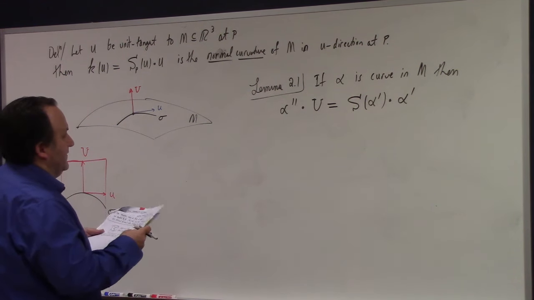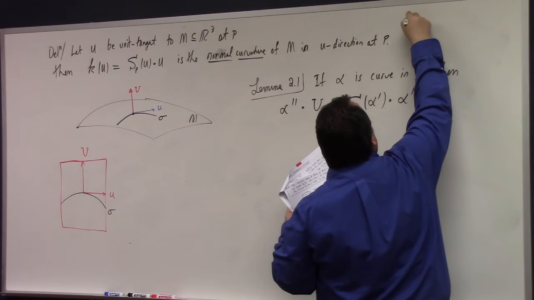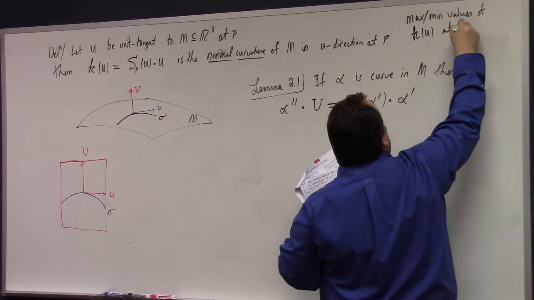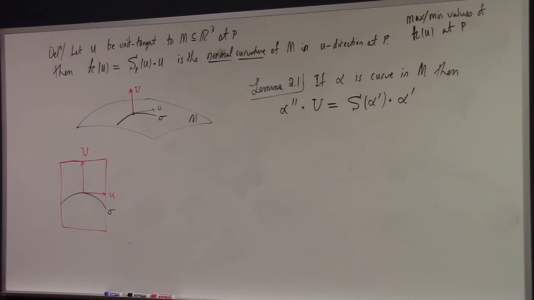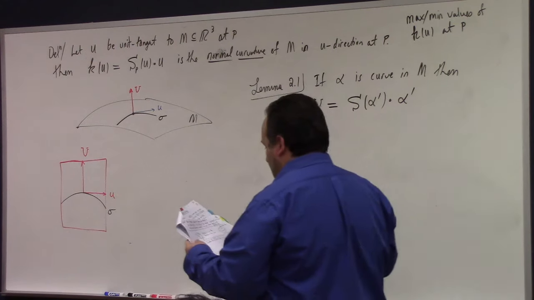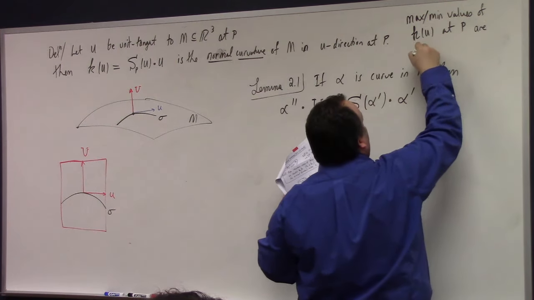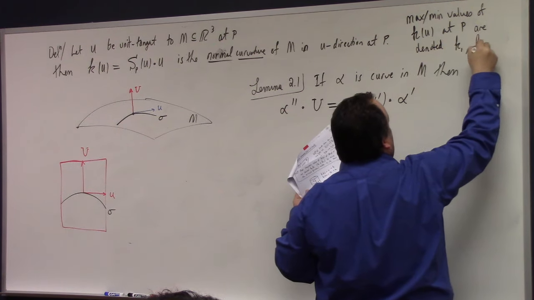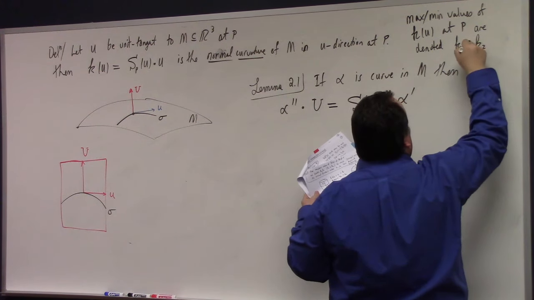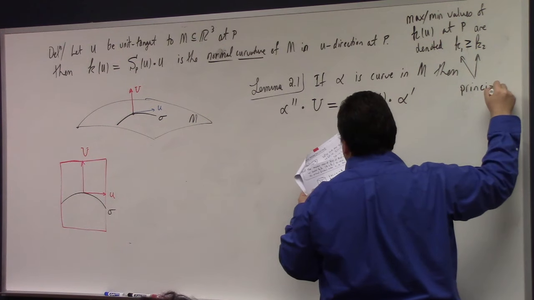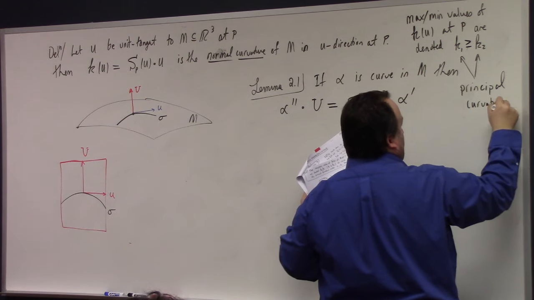The other definition I should share with you, this is kind of important, is that the max and min values of K of U at P are denoted K1 and K2, all right? K1 is greater than or equal to K2. These are the so-called principal curvatures. And the directions in which they happen are the principal directions.